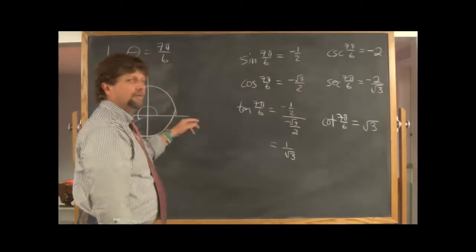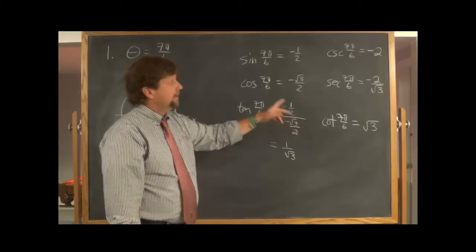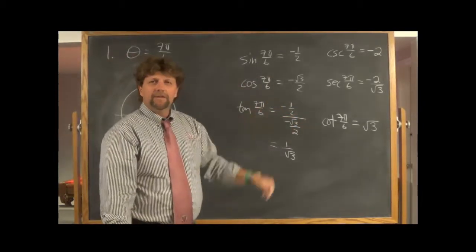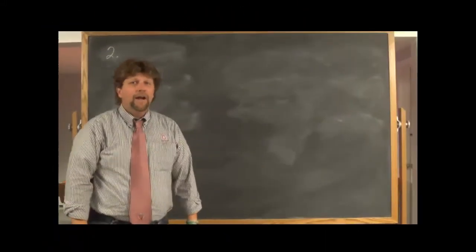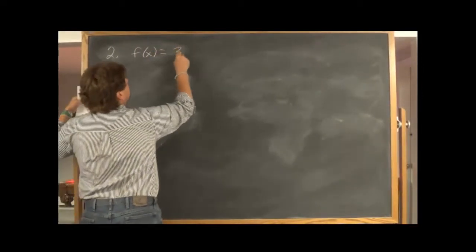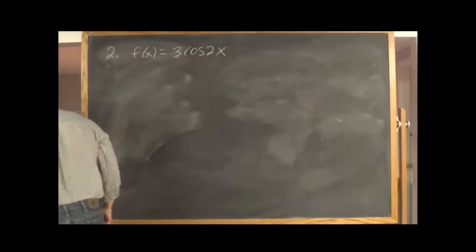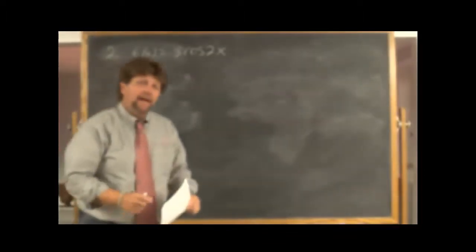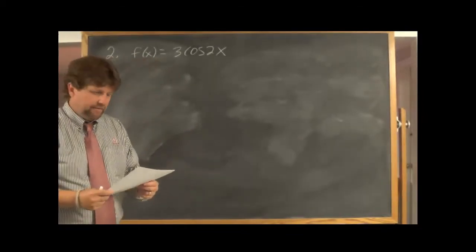So the unit circle gives us the 6 trig function values of theta. Here are the 6 trig function values of 7 pi over 6. And that's what you should have for number 1. All right, number 2, I gave you the function 3 cosine 2x, and in part A, I asked you what is the amplitude of the graph of this function.